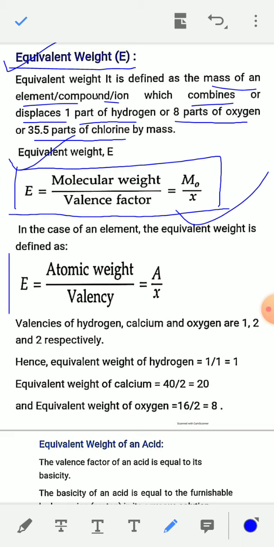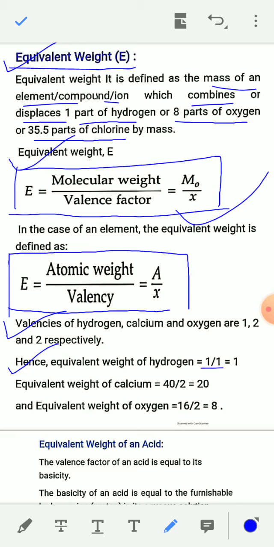Similarly, in the case of an element, the equivalent weight is equal to the atomic weight of the element divided by the valency of the element. If atomic weight is A and valency of the element is X, then the equivalent weight of the element is A by X. For example, hydrogen has valency 1, calcium has valency 2, oxygen has valency 2. So equivalent weight of hydrogen is atomic weight 1 divided by valency 1, that is 1.